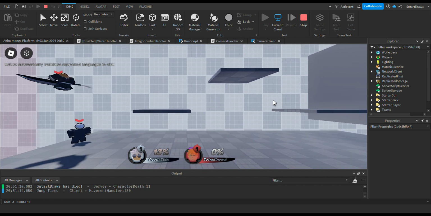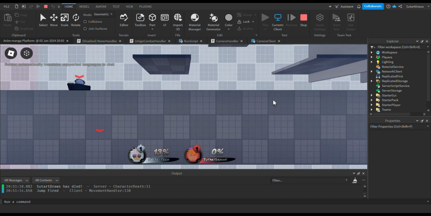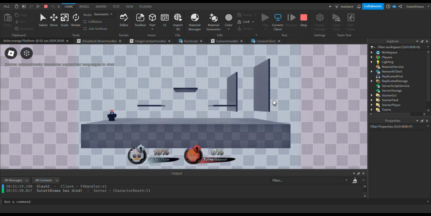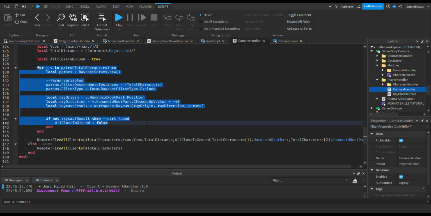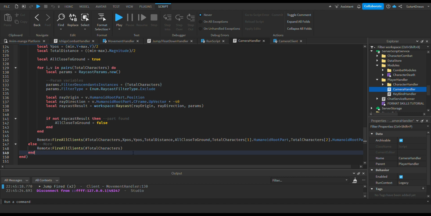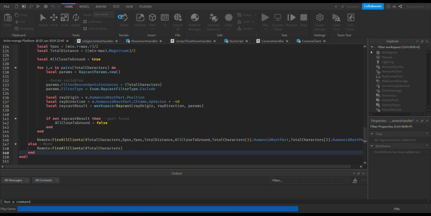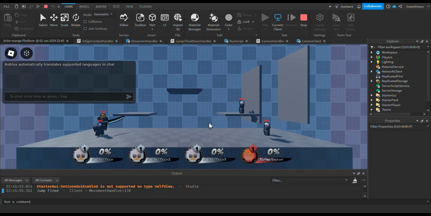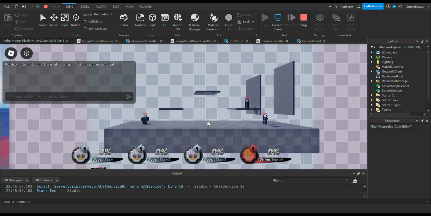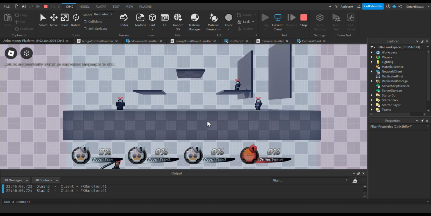So I wanted it to be more balanced, so you could still see the other player if they're under the map. So what I did was I added a variable called close to ground that would basically tell if the character was on the map or not by sending a raycast down under them, and if it detected a part, then they were good, but if it didn't, then the camera would be zoomed out a bit, so you could actually see if they were under the map.